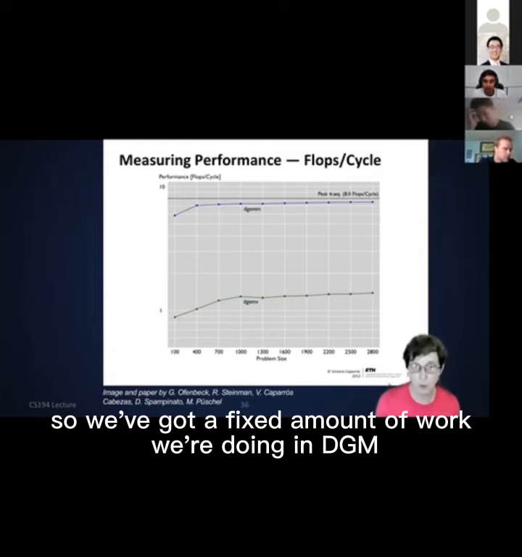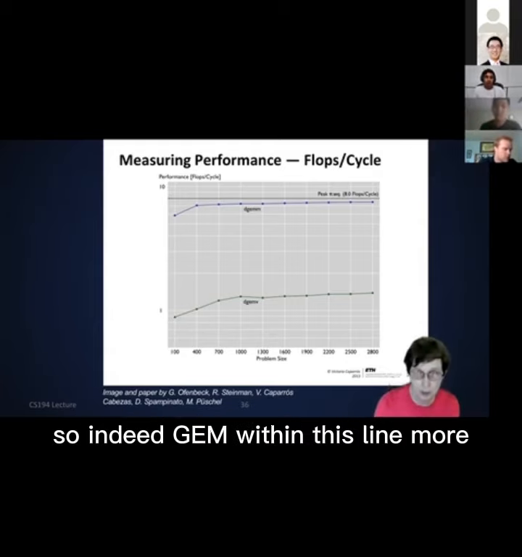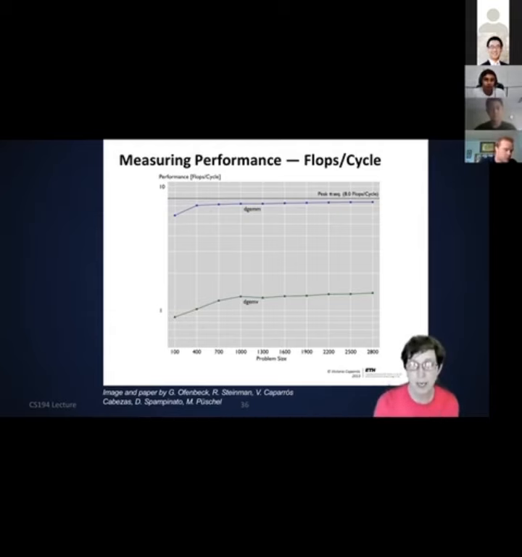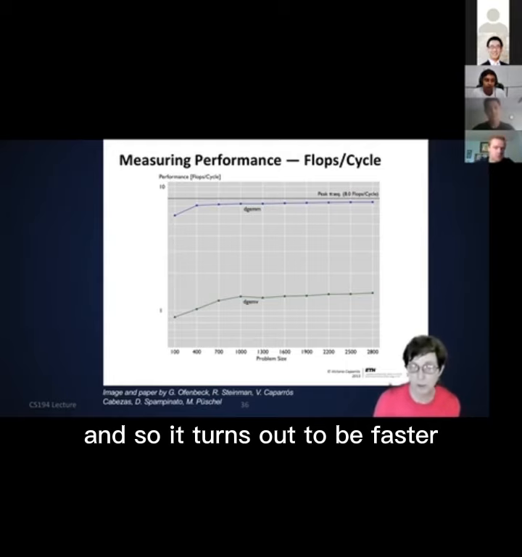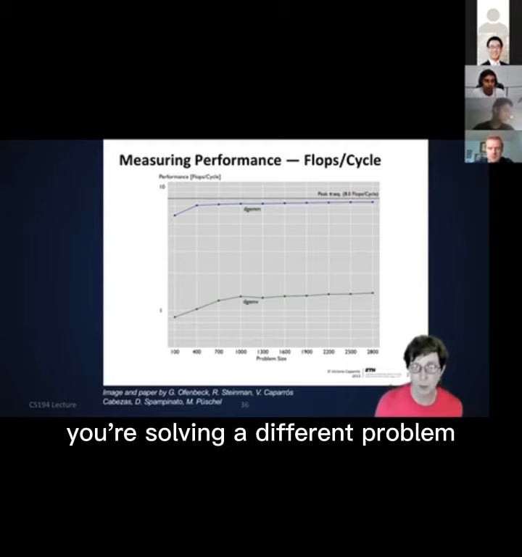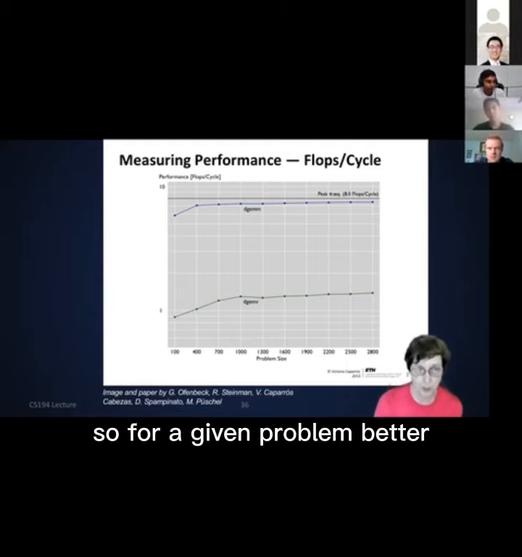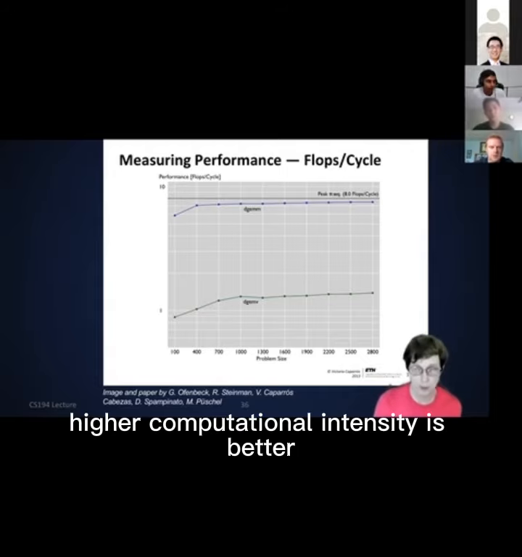So we've got a fixed amount of work we're doing in DGEMM. So within this line, higher computational intensity is better. And generally, it's not necessarily better in the sense that DGEMV just does less work, and so it turns out to be faster, but it's a different problem. You're solving a different problem. So for a given problem, higher computational intensity is better.